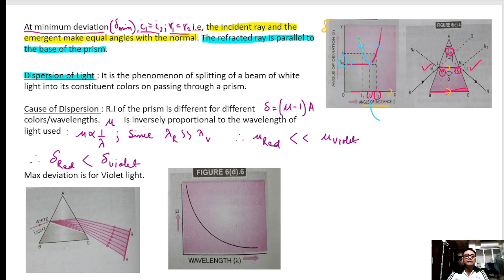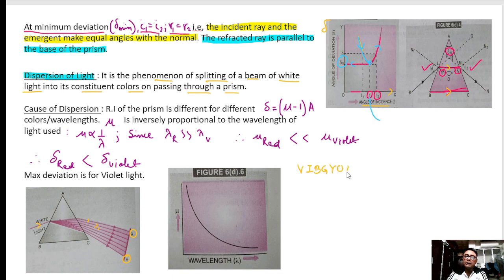Okay. So next we want to study dispersion of light. What is it? Dispersion of light is the phenomenon of splitting of a beam of white light into its constituent colors on passing through a prism. This is the prism. This is the white light which is entering the prism, and when the white light enters, it splits into 7 colors. What are the 7 colors? From violet to red. It is VIBGYOR.